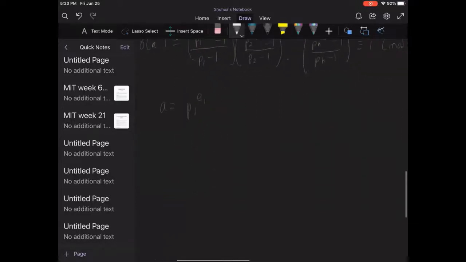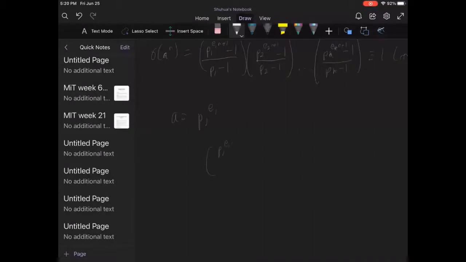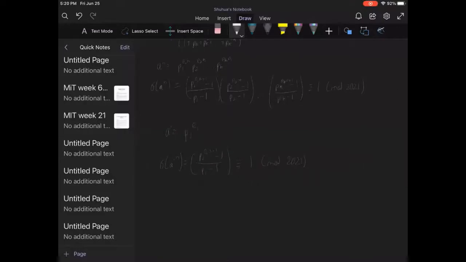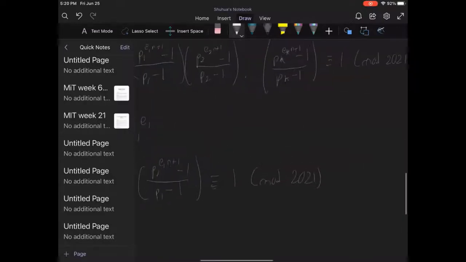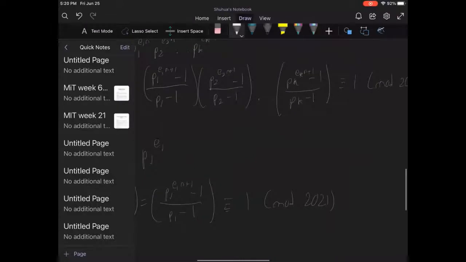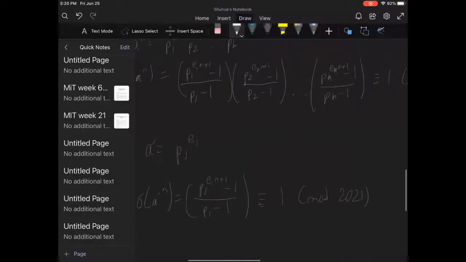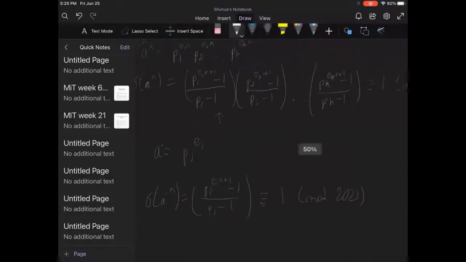And then this gives us just (p sub 1 to the e sub 1 n plus 1, minus 1) over (p sub 1 minus 1). Let's call this a prime. So sigma of a prime to the power n equals this. This also has to be 1 mod 2021, and same for all of these other factors. So in fact, we actually have a stronger thing. We need that for every prime power, this thing is congruent to 1 mod 2021.